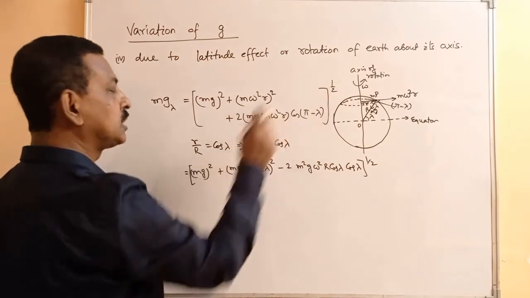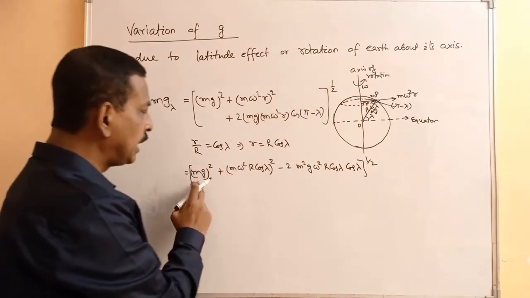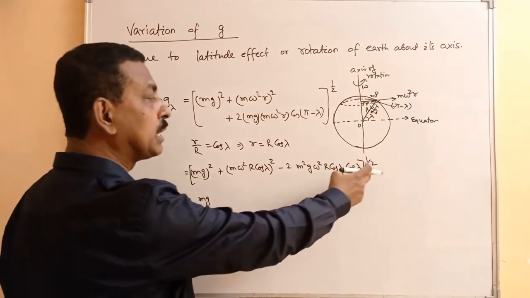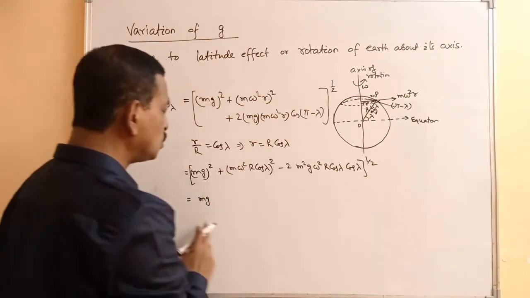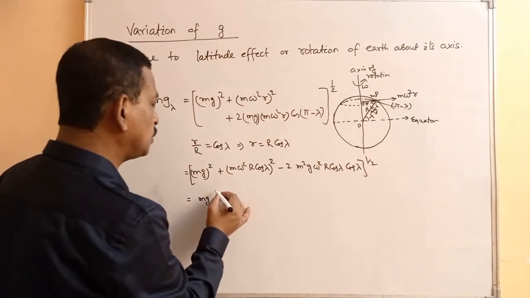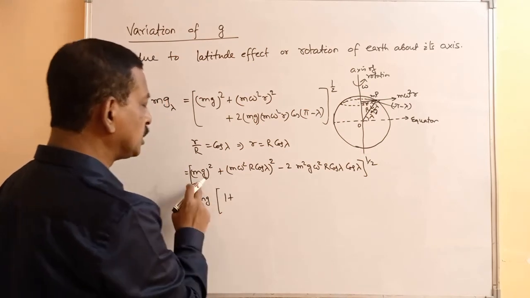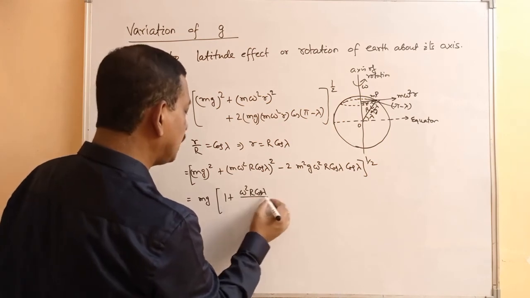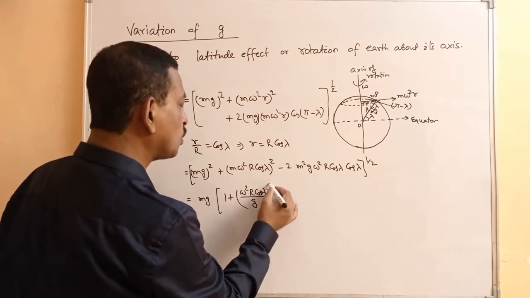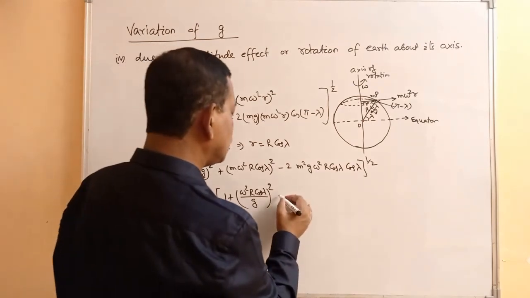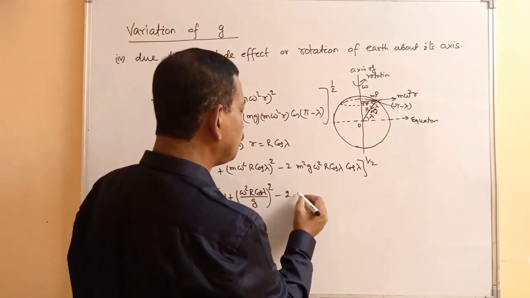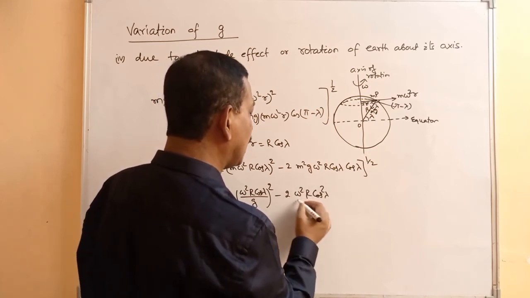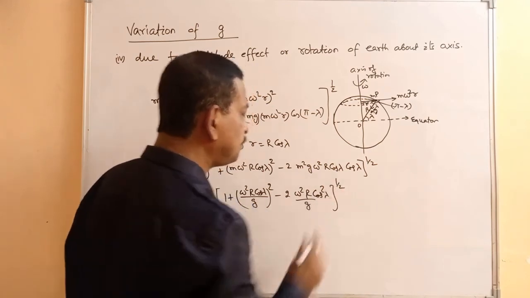It is the square root of this term. Now suppose we take mg square common. So here it is mg square if you are taking common, but it is the square root term here. So ultimately it will be the mg term which will come out. First term will be 1. This will be omega square r cos lambda by g whole square. Then this is 2 into omega square r cos square lambda by g power half.